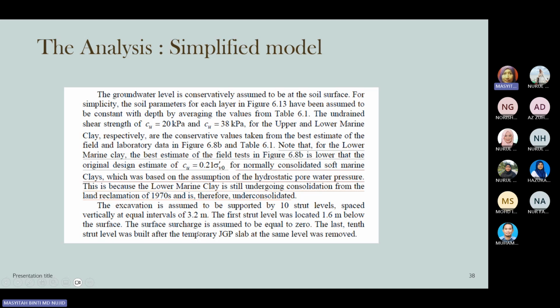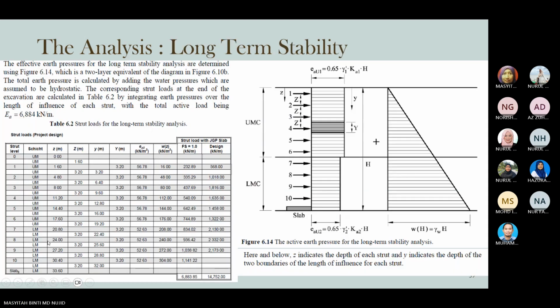Basically, surcharge can be included in the analysis to counter the additional stress to the soil. So the last 10th strut level was built after the temporary JGP slab at the same level was removed. If you have some idea of the construction stages, you can see how it started. It starts by excavating and then applying struts, and then they also place the JGP, which is supposedly removed once it reaches the final strut number, which is 10.